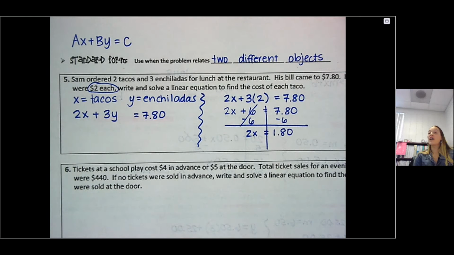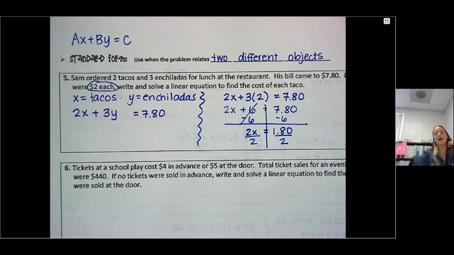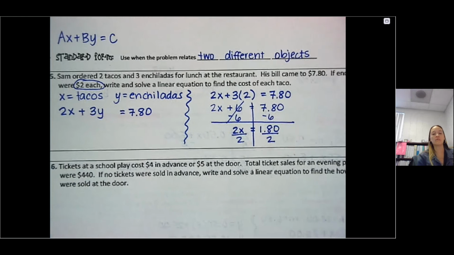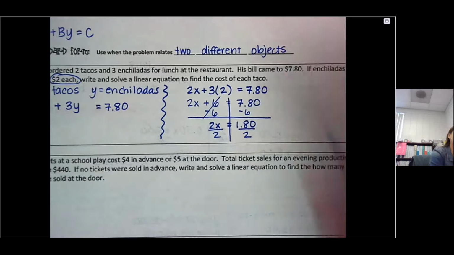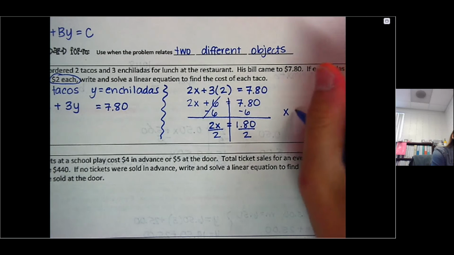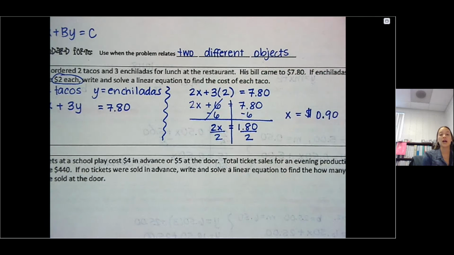So thank you. All right, so that means you spent $1.80 for your 2 tacos. So to figure out what each one is, you're just going to divide by 2. What do you get for your total amount for a taco? 90 cents. Good. So your x equals, and again, put a dollar sign to show that we're talking about money. So 1 taco costs 90 cents.